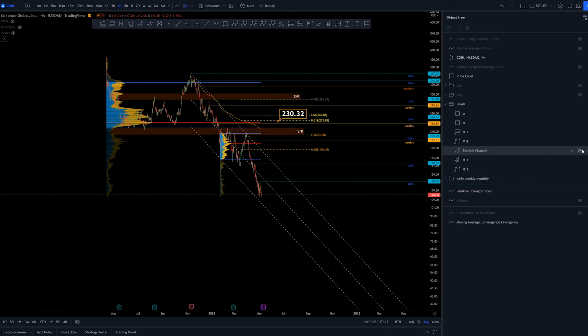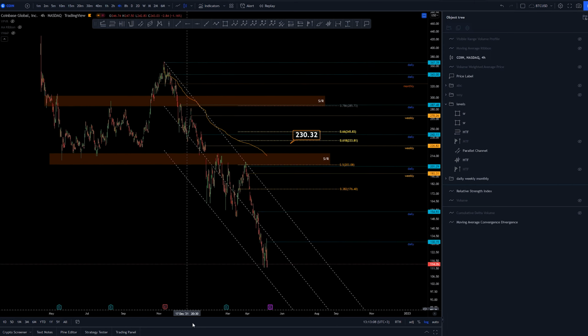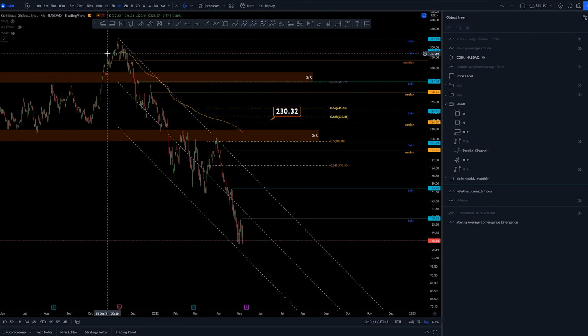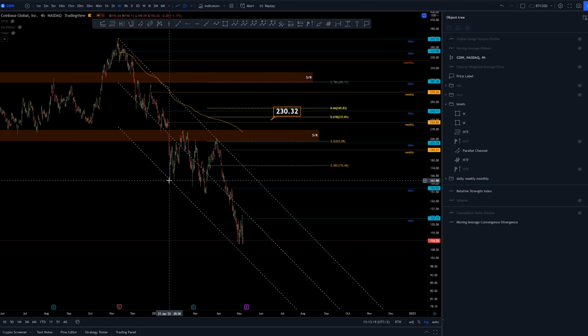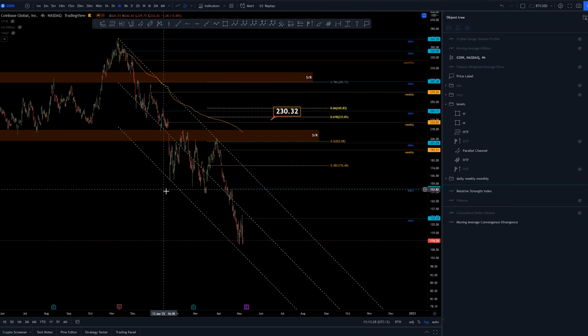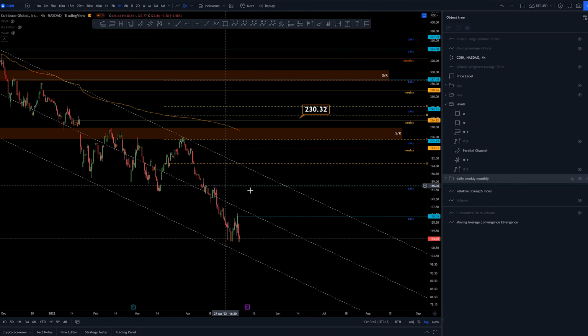Now again, zooming out a bit, we can see this channel. Let's turn off a couple of these so we can see it. A channel from the highs of November 2021 to the highs of March 2022, bringing it down to the lows here at January 2022. We can get a nice looking channel. We have had a good support on the middle line here, and a resistance again here, and support, and you can see how respected this channel is.